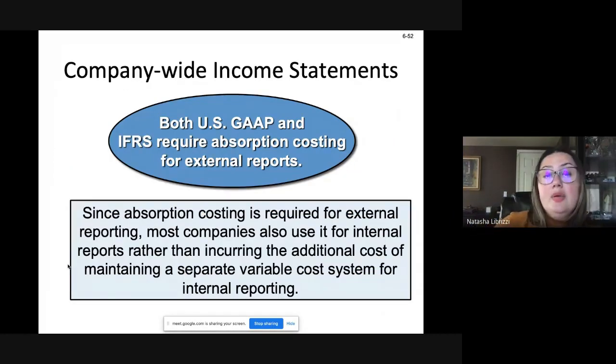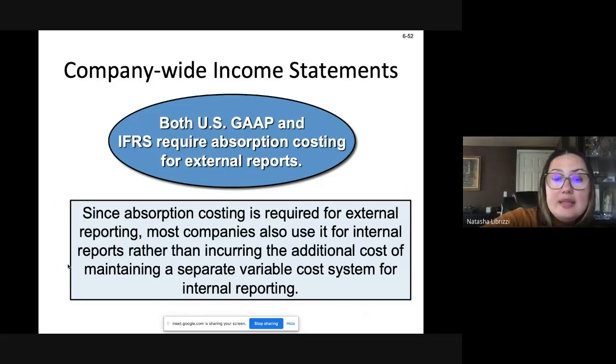I'm going to reiterate this again. It's important to understand variable costing is great for segment reporting, understanding the cost and contribution margin and break-even of each segment, but it's not GAAP or IFRS International Financial Standards; absorption cost is required for those. Since absorption cost is required for external reporting, most companies also use it for internal reporting, then avoiding additional cost of maintaining a separate variable cost system. Remember, I mentioned the benefit of information you're getting from it has to outweigh the cost.